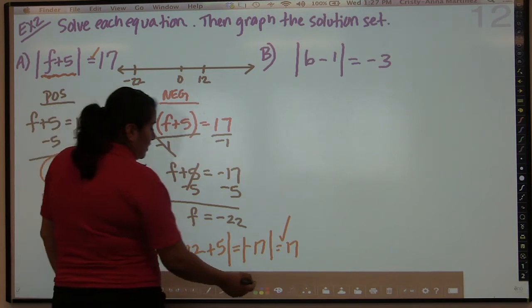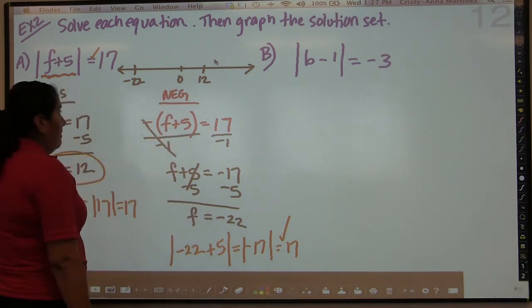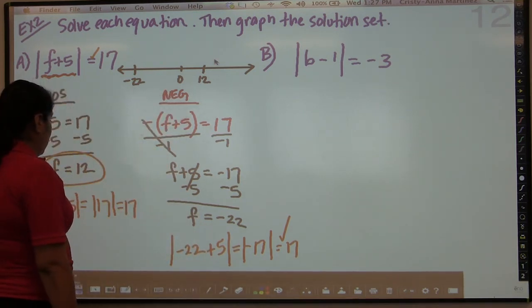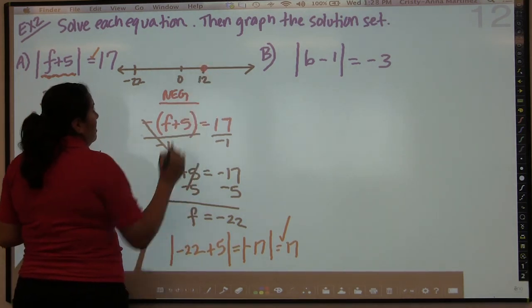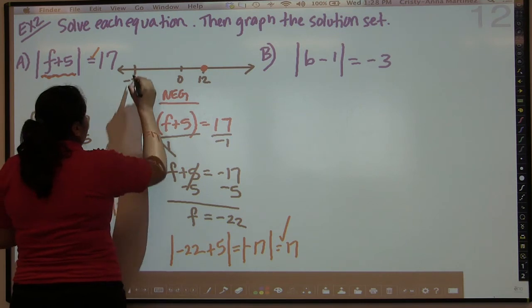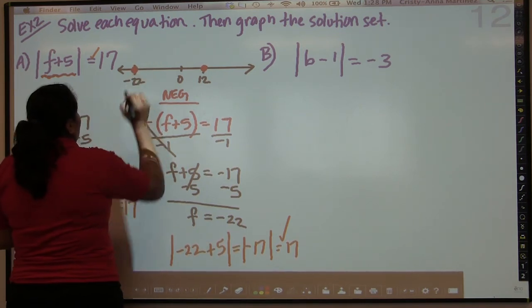misconstruing what's happening. So to graph the solution set, you want to put a dot at 12, which is right here. That's one solution. And then you want to put a dot at negative 22, which is right there, and that's the second solution.